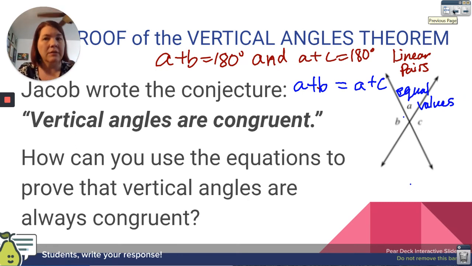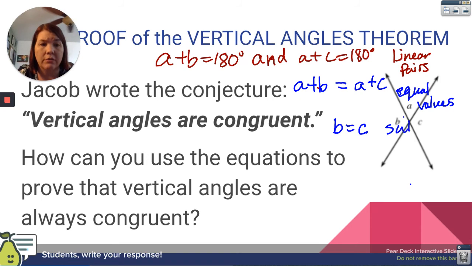Now this is the part that's a little bit weird, but since we have all letters, that makes a lot of us uncomfortable. I'm cool, it's all letters, let's just move forward. We have A, and these both have A. So I'm going to subtract A from both sides, and then I'll have B equals C when I'm done. A minus A is 0, so I'm left with B, and A minus A is 0, so I'm left with C. And B and C, in this picture, are vertical angles, and therefore vertical angles are congruent because I used letters and not numbers.